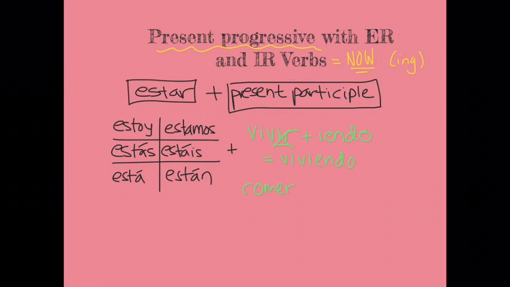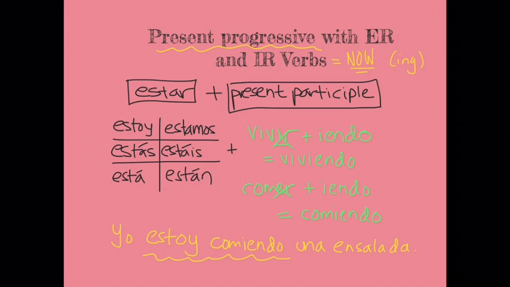The same process works for ER verbs. So the ER comes off the infinitive. We add iendo, and then it becomes comiendo. So we take a form of estar, so such as yo estoy. Then we use comiendo for our present participle. And then finish the sentence, una ensalada. So we're really emphasizing that action is happening right now by choosing to use the present progressive tense.